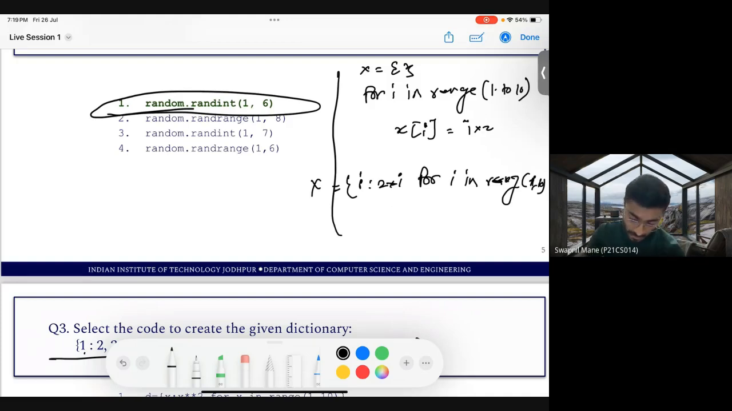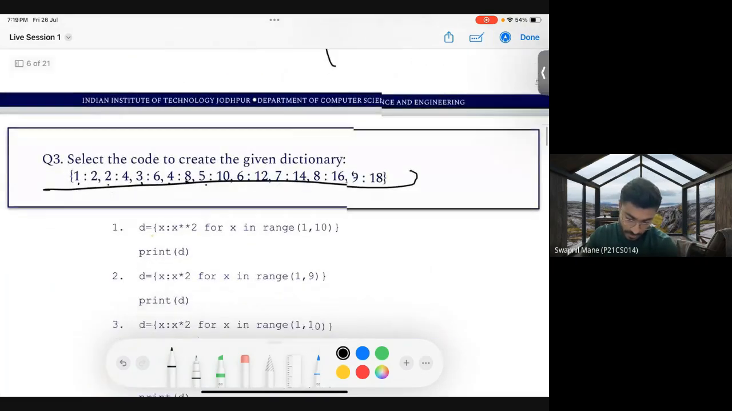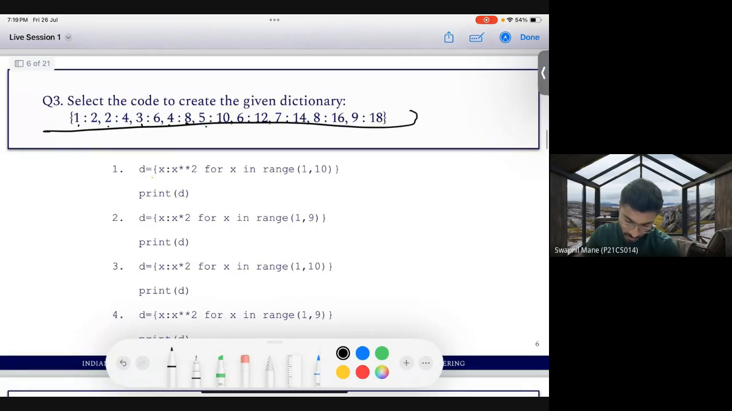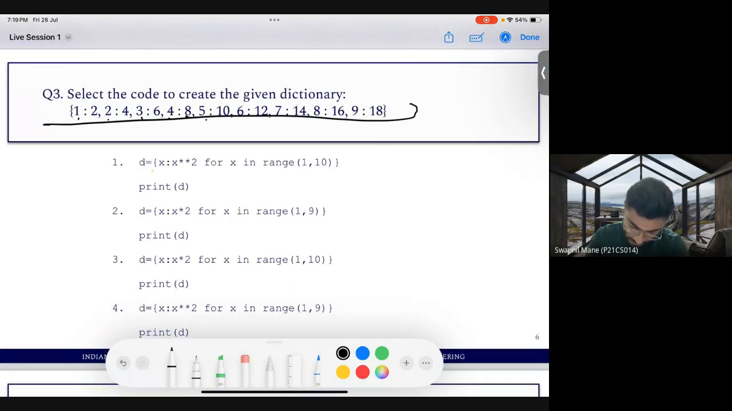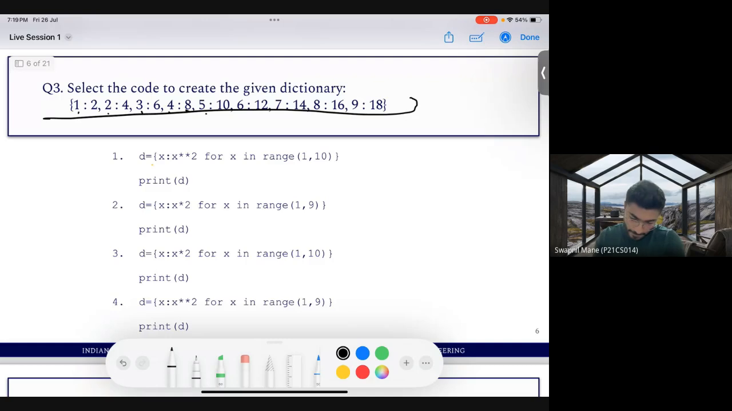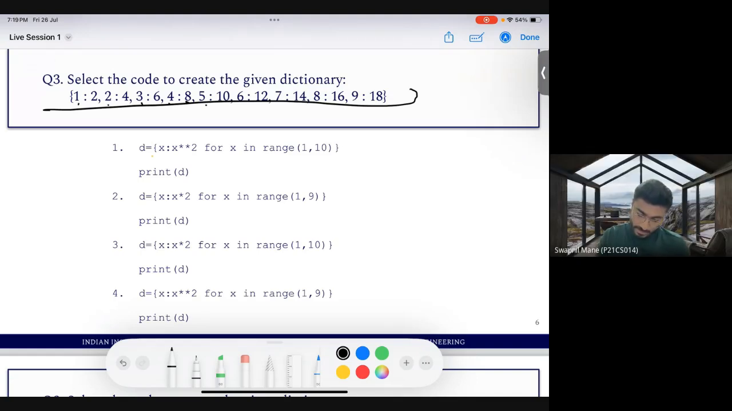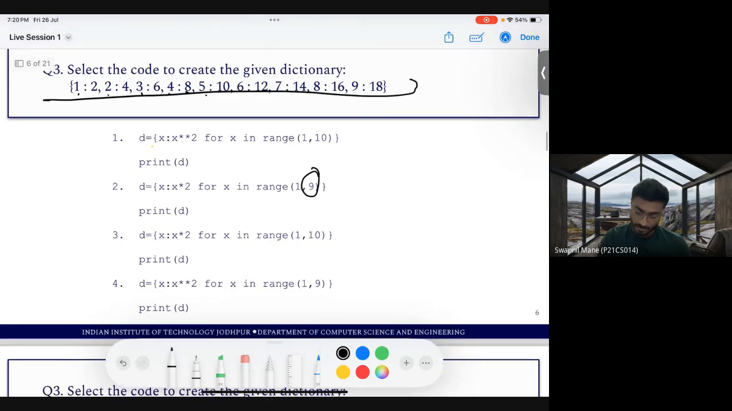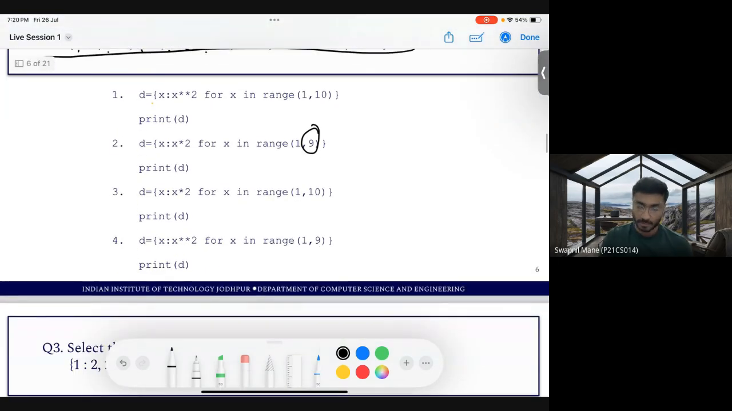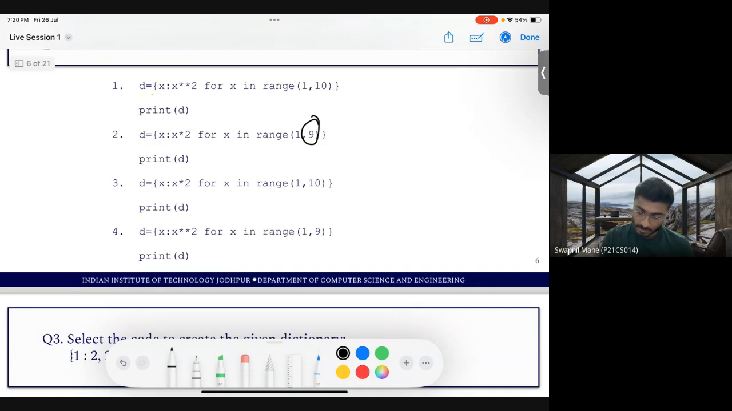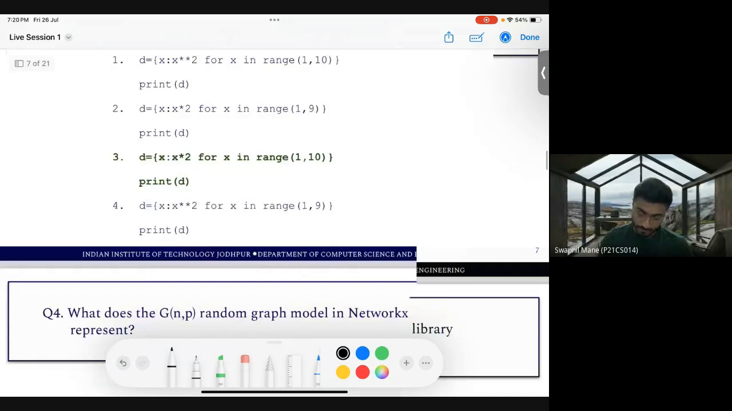So let's have a look at the options. Which option is correct here? Option 3, right? In the second option there is a 9 actually, so it goes up to 8 only, and it does not go to 9, right? Yeah, option 3. Option 3 is correct, right?